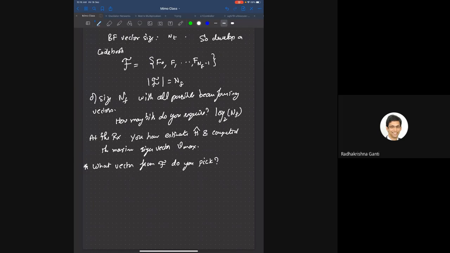So which vector from F do you pick? Okay, so you have computed this Vmax. Let's assume that you have computed this Vmax in the receiver. So how do you pick the vector?